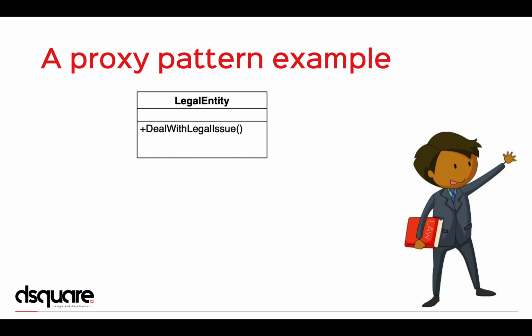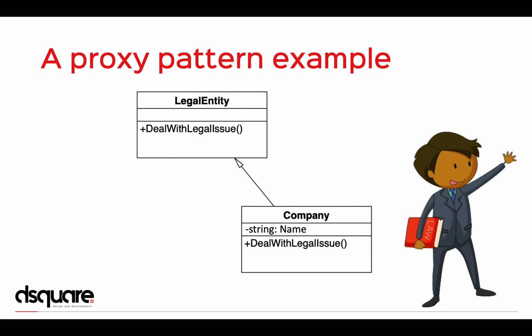Let's have a look at a real world example. So in the real world, we have legal entities. Now, a legal entity would be something like a person or a company that is able to make legal decisions. Now, a legal entity must be able to deal with legal issues. So in this case, say for instance, we have a company. The company has a name, and the company is able to deal with its own legal issues.